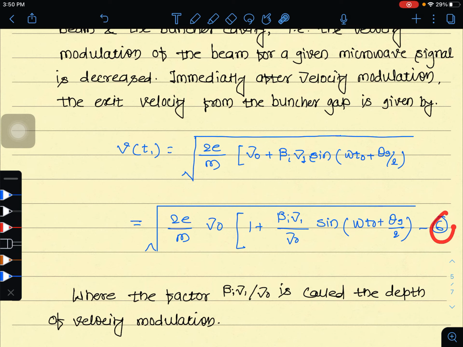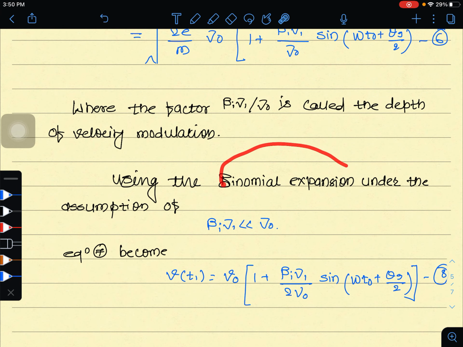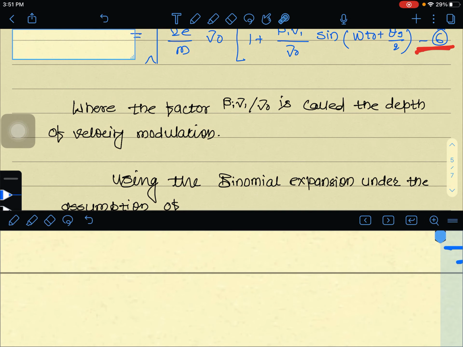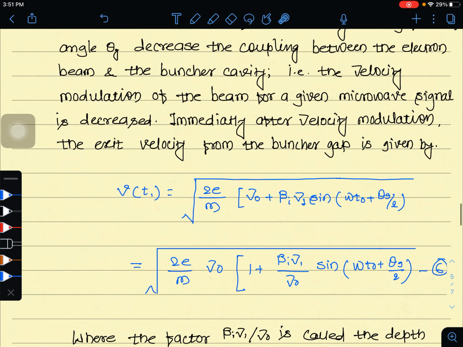Now this is equation number 6, and beta i V1 by V0 is called the depth of velocity modulation. Alternatively, if we use the binomial expansion under the assumption that beta i V1 is less than V0, we can simply write that.